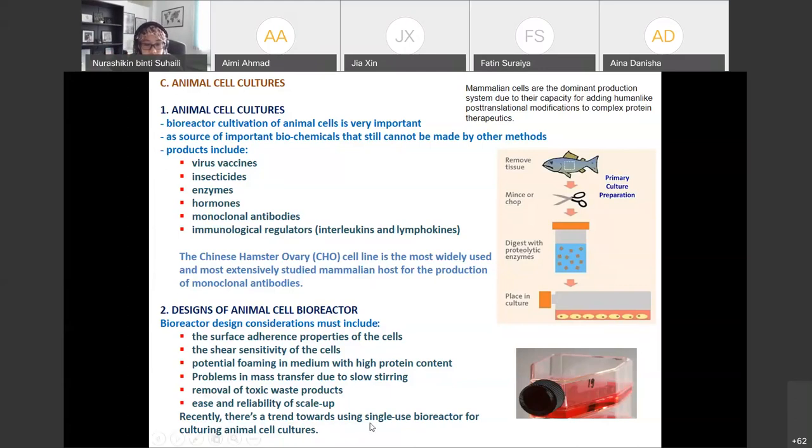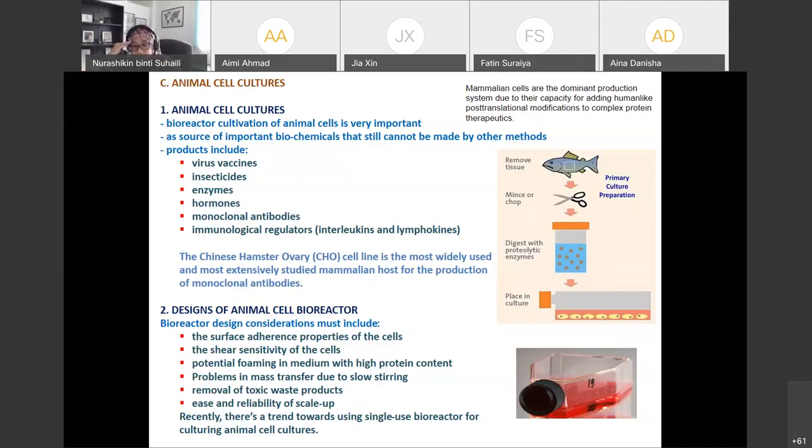Recently, there is a trend towards using single-use bioreactors for culturing animal cell cultures. I've mentioned single-use bioreactors in my previous lecture. A single-use bioreactor, as the name implies, is a type of bioreactor that is only to be used once. Normally the structure of the vessel is made from plastic. And it is manufactured in a way that it is already sterilized. So if I purchase the plastic bioreactor, it is sealed properly, and I can use it directly for fermentation, because it doesn't need autoclaving. It has been sterilized at the factory. Okay, so that is the concept of single-use bioreactor.